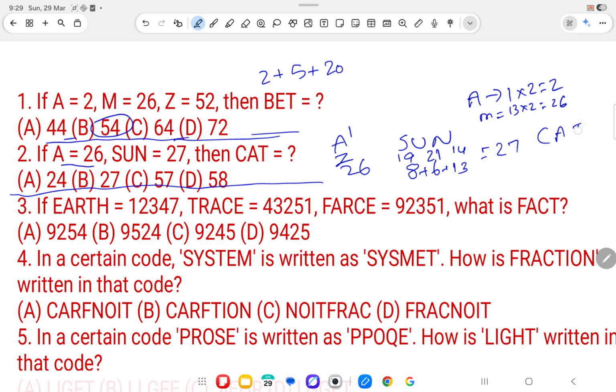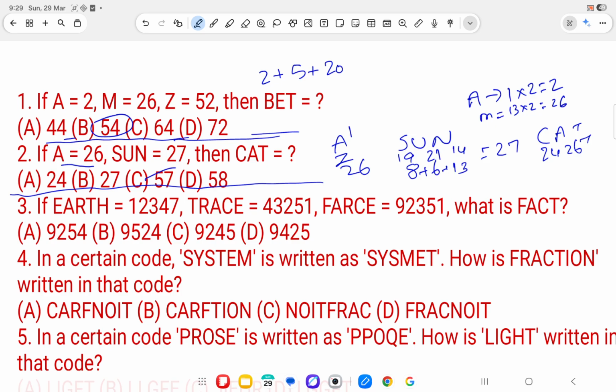Then CAT: actually C is 3, so 24. A is 1, so 26. T is 20, so it must be 7. So 24 plus 26, 50 plus 7, 57 is our answer. Then EARTH is coded as 12347. TRACE is coded as 43251. FARCE is coded as 92351. What is FACT?